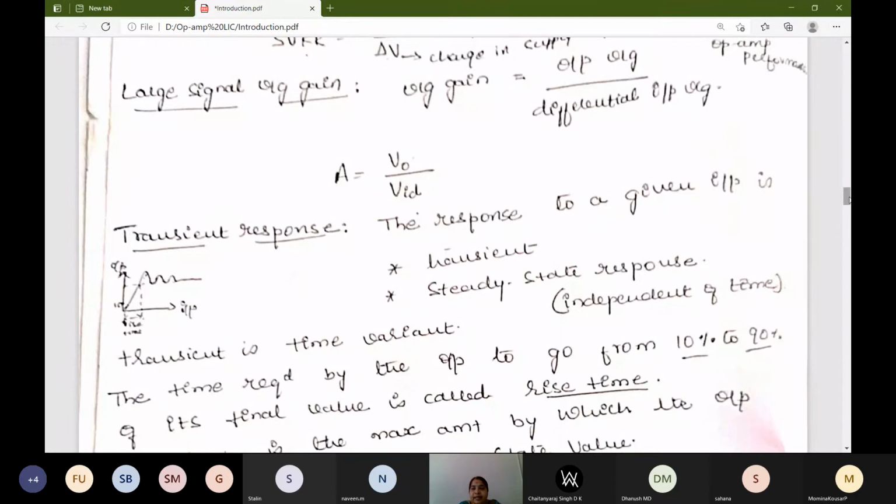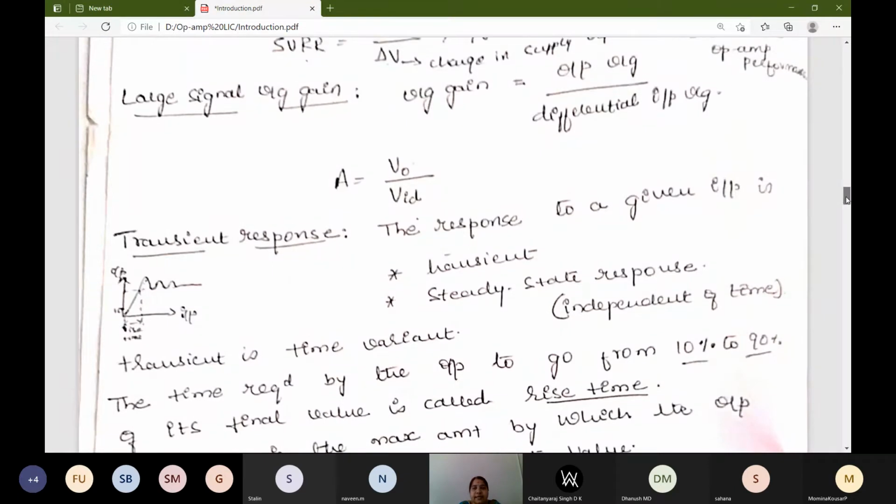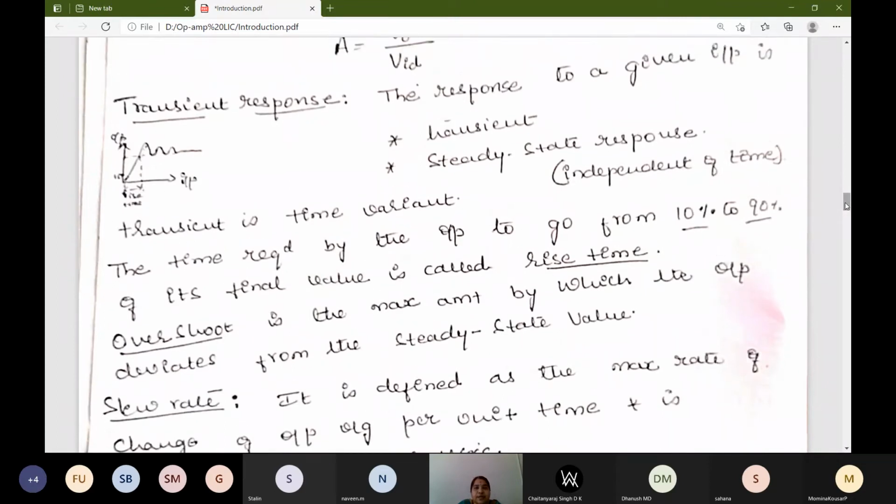Next important characteristic of op-amp is the transient response. We had seen transient response means the response which is not stable. I have shown in the graph, it will take some time for the waveform to become stable here. The response to a given input is transient and steady state both. First it will be transient, then it will be steady state response.